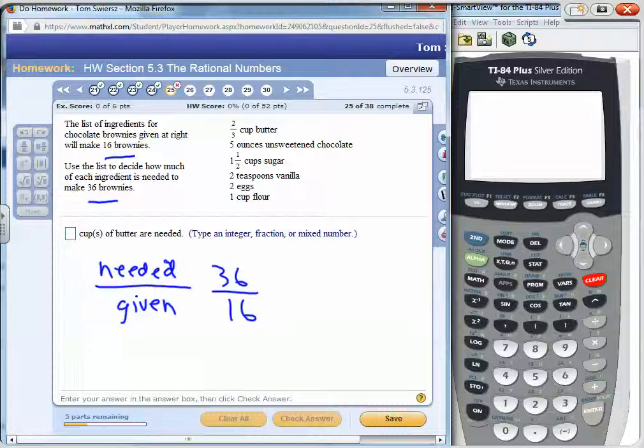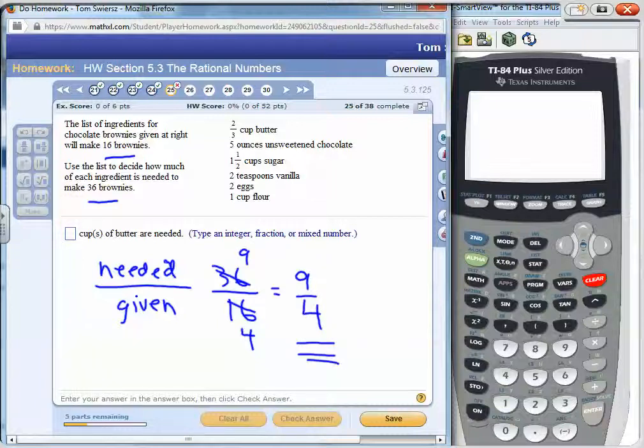Now, to make it easier, we can reduce, because these are both even. They're both divisible by 4, right? So 36 divided by 4 is 9, and 16 divided by 4 is 4. So the multiplier is 9/4. This is what we're going to multiply everything by.